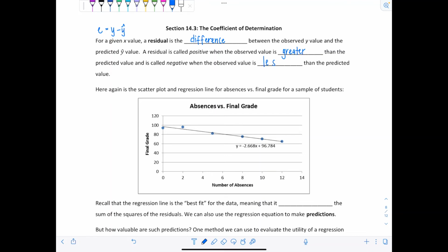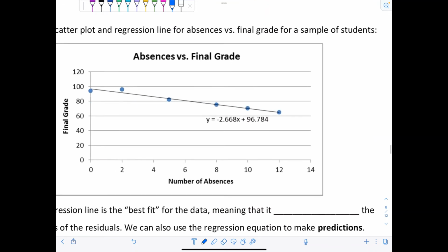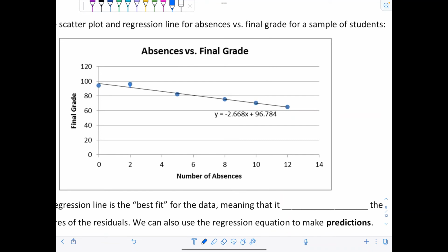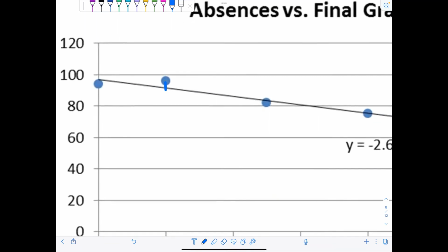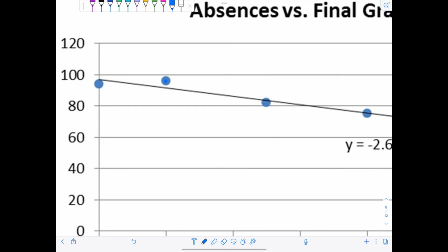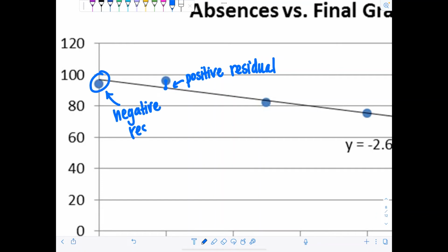So here again is the scatter plot and regression line for absences versus final grade for a sample of students. Notice this difference doesn't look so big, but it's big. Right here, the difference from the observed to the predicted value. The observed value in this case is greater than the predicted value, so this is a positive residual. And then this one is a little bit below the predicted value, so this one would be a negative residual. Honestly, this line's doing a pretty good job, right?